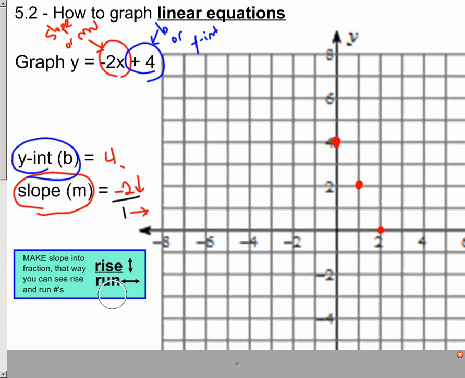This trick might work sometimes. You see where it was a -2 and it's the same as -2 over +1? Well, I've taught you before that basically fractions can have the negative sign on top or on bottom. And that would mean that I could go up 2 and to the left 1. And so if I went from this point, I could go up 2 and to the left 1.